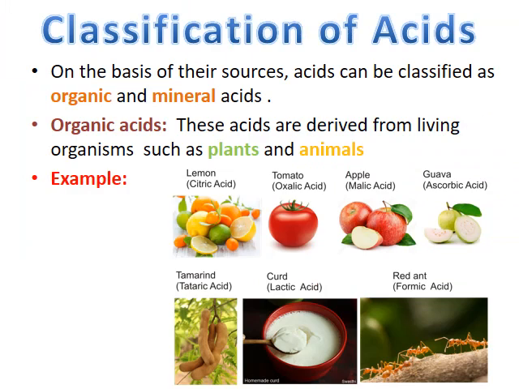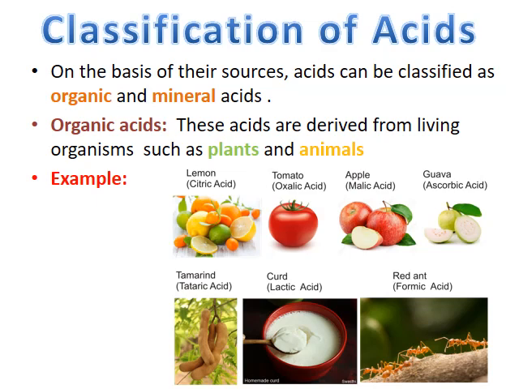How to classify acids? We can classify acids on the basis of their sources. On the basis of sources, they can be classified as organic and mineral acids. The first one, organic acids. These acids are derived from living organisms such as plants and animals.